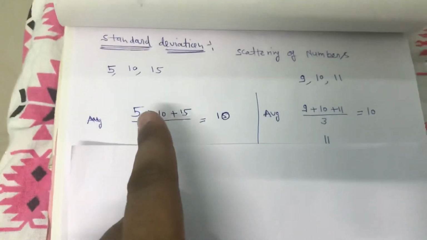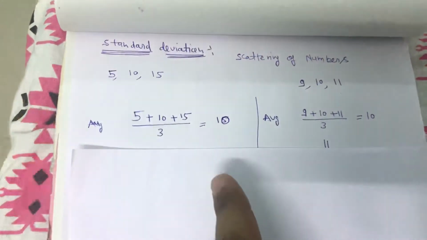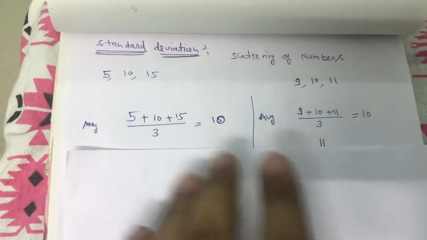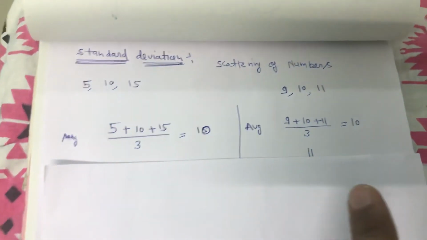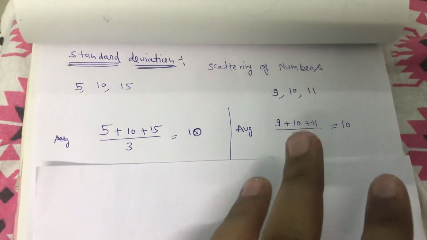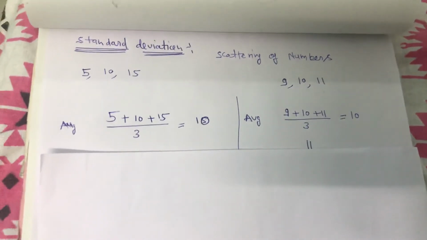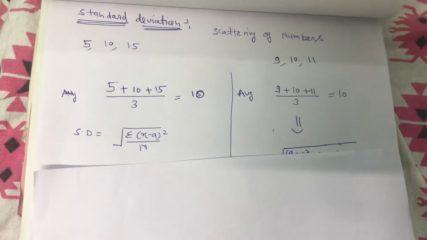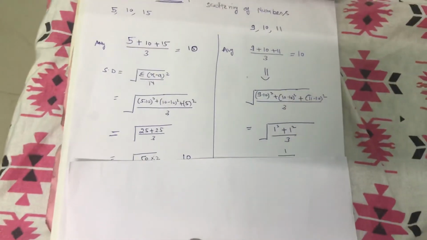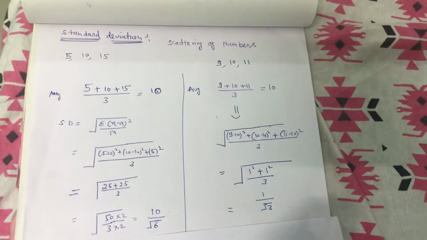But if you see the numbers 5, 10, 15, the scattering of the numbers is not very close to the mean value. In this case, 9, 10, 11, the average is 10, but the numbers are very close to their mean value. So who tells us this? This is told by standard deviation. We know the formula of the standard deviation. If you calculate it, it comes to 10 by root 6 for the first group of numbers and 1 by root 3 for the other group.